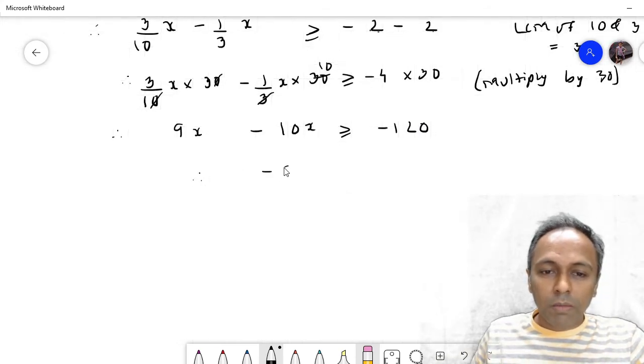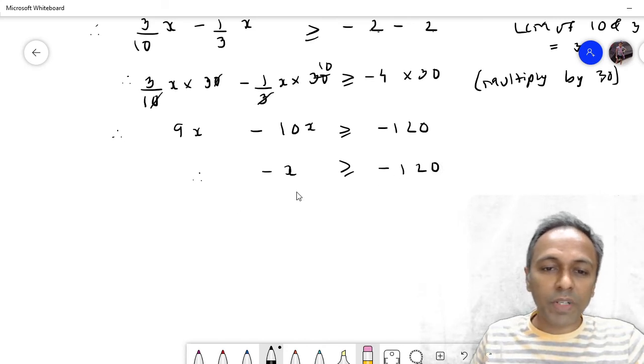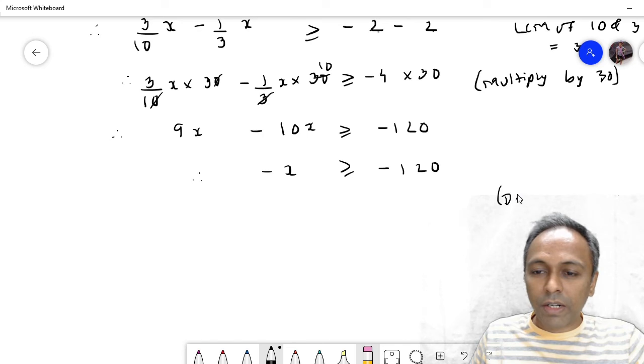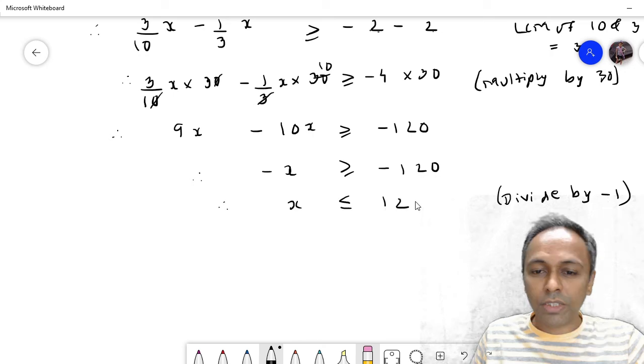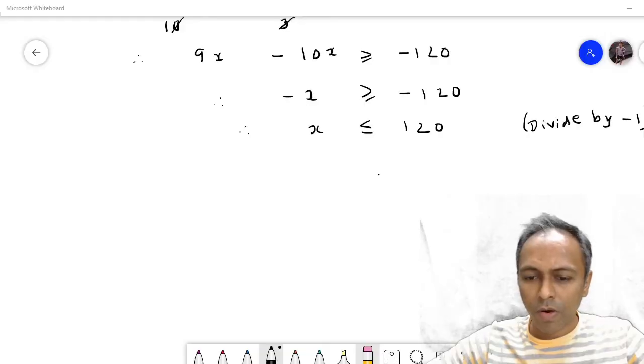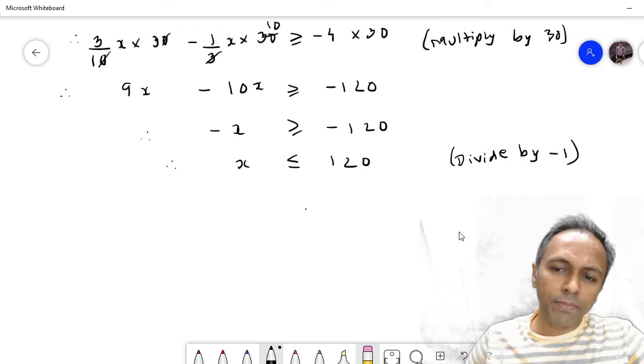Therefore minus x is greater than or equal to minus 120. We were interested in x. We can write divide by minus 1. Therefore, when you divide with minus 1, your inequality sign will change, and so we have x less than or equal to 120.